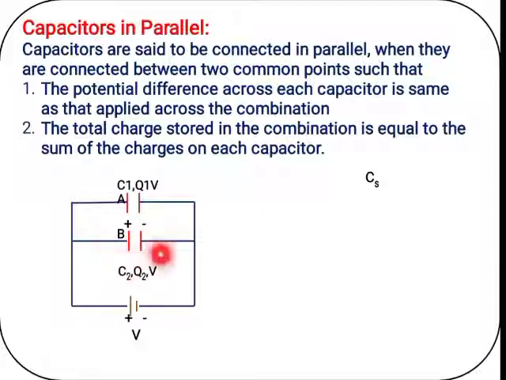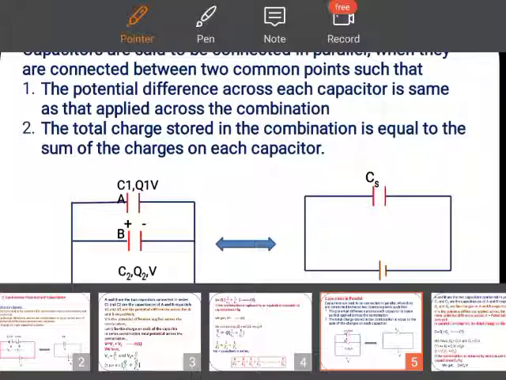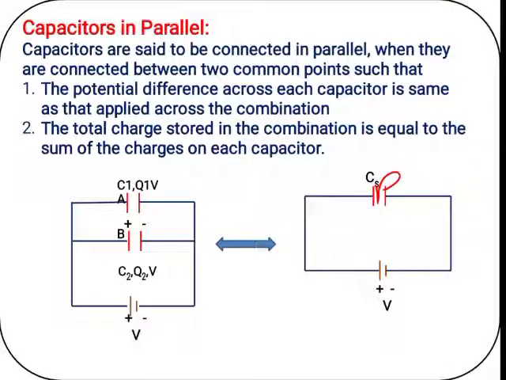One is positively charged, another one is negatively charged. So that capacitor is denoted by capacitance C2. Charge on the capacitor is Q2. Potential across the capacitor is V. If we connect the battery to the combination, then equivalent capacitance, that implies equivalent capacitance CP. CP means capacitance in parallel, effective capacitance for the parallel combination.